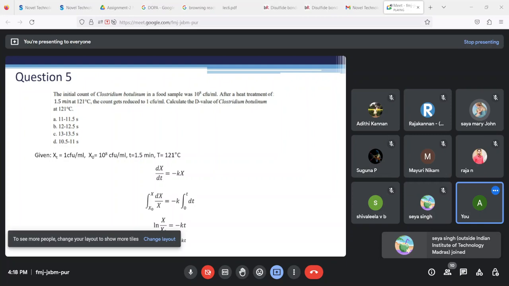In this particular equation from the problem, we have x, which is 1 CFU per ml, x naught as 10 power 8 CFU per ml, and time is 1.5 minutes. So can you calculate and let me know what is k here? Is anybody calculating or should I move forward?